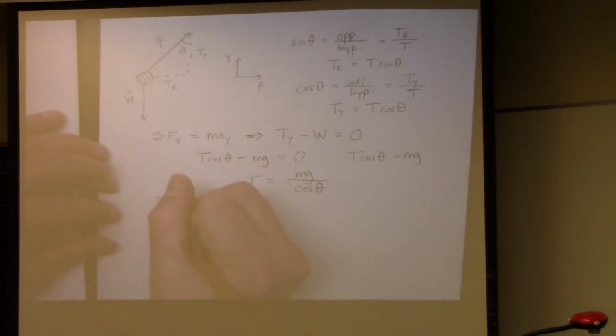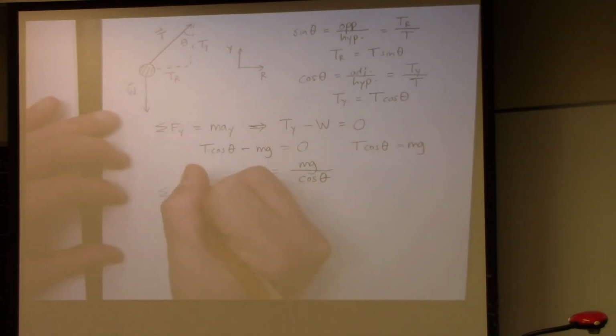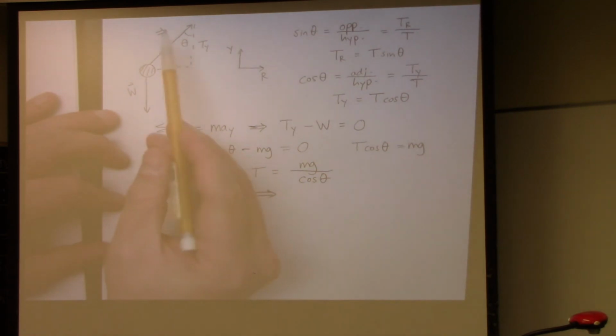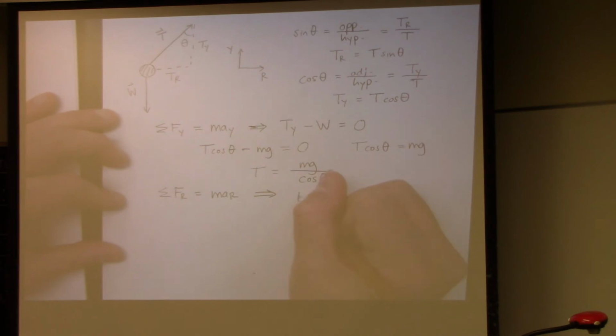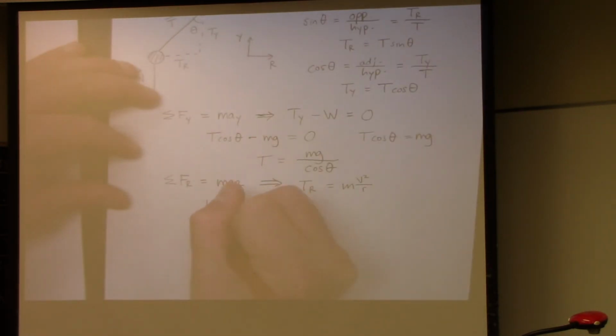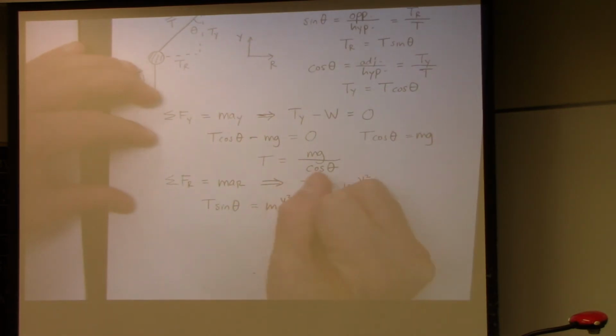The next thing we need to do is apply F equals ma to the radial direction. And here's what that's going to give us. The only force in the radial direction right here is TR. Okay, so we've got TR equals m times v squared divided by r, because that's the acceleration for something moving in a circle. I've said that a number of times. Okay, so TR is T times sine theta, and that's equal to m times v squared divided by r.